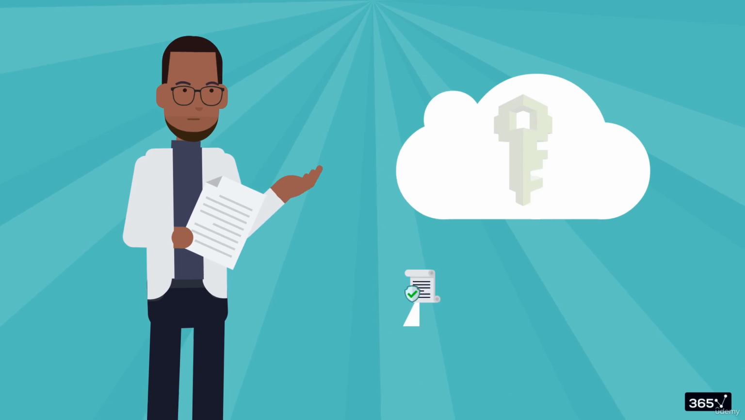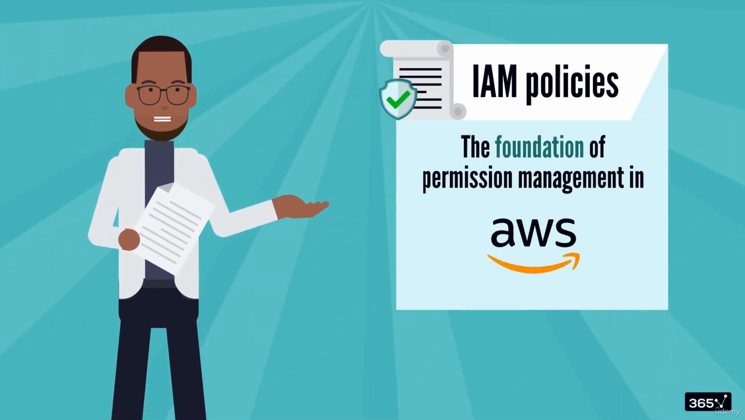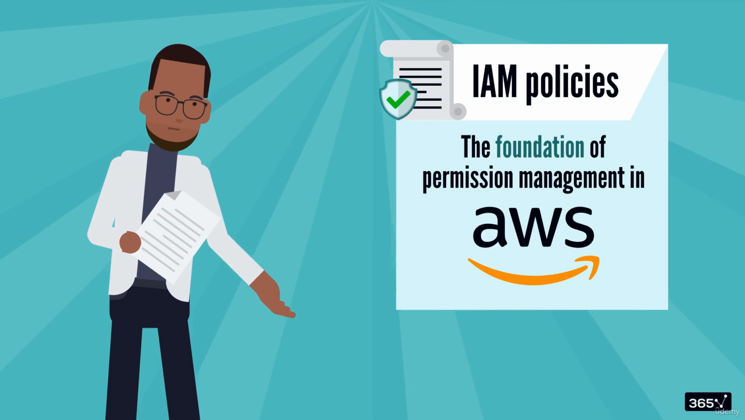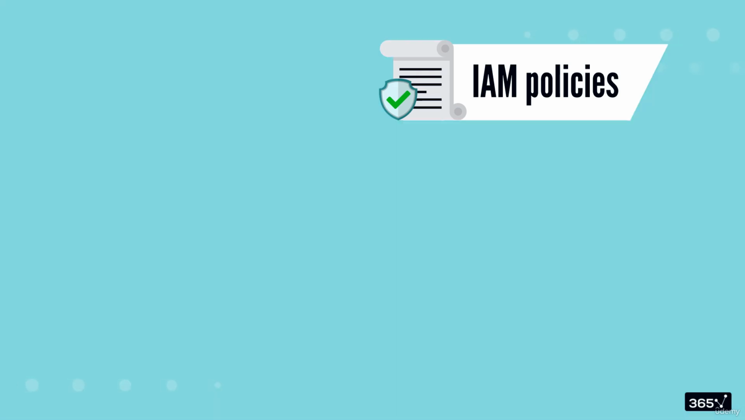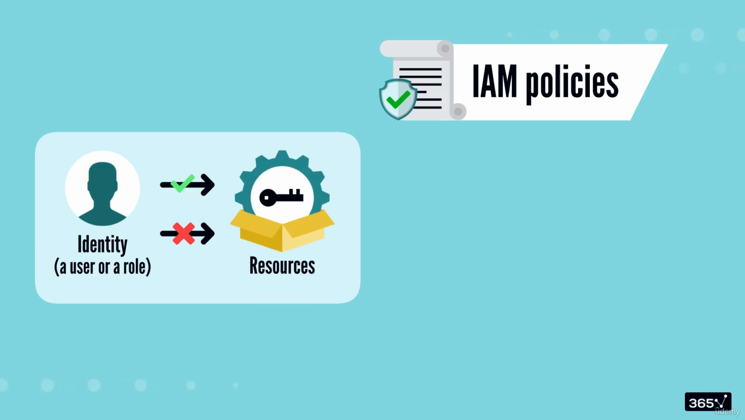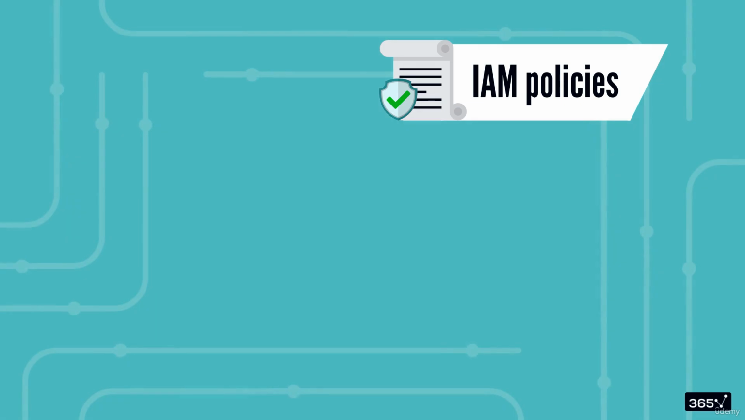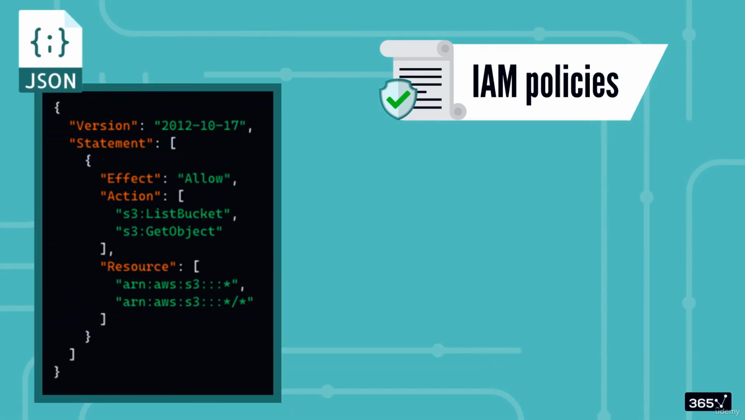In this lesson, we will learn about IAM policies. IAM policies are the foundation of permission management in AWS. They define what actions an identity, such as a user or a role, is allowed or denied on specific resources. In simple terms, a policy tells AWS this person or service can do these things on those resources under these conditions. Policies are written in JSON format and consist of one or more statements.